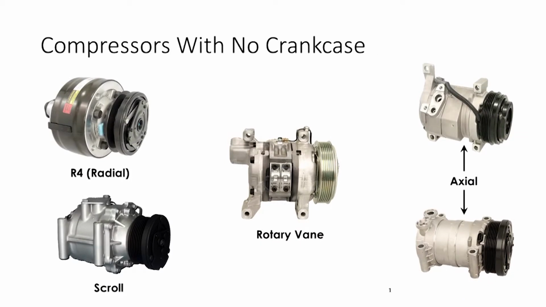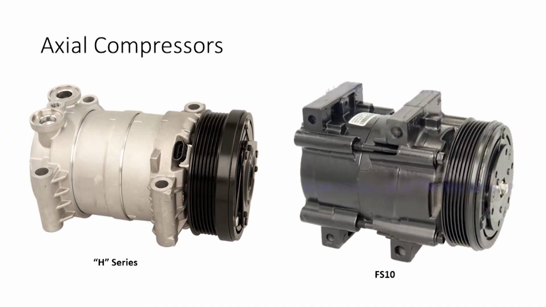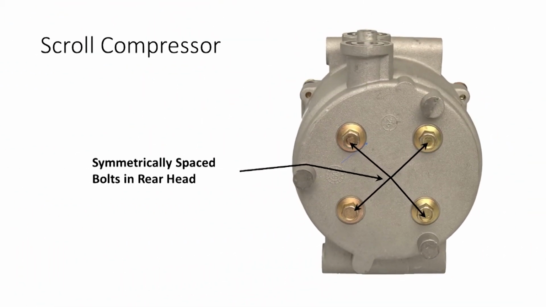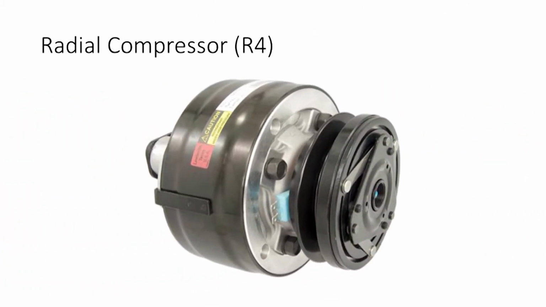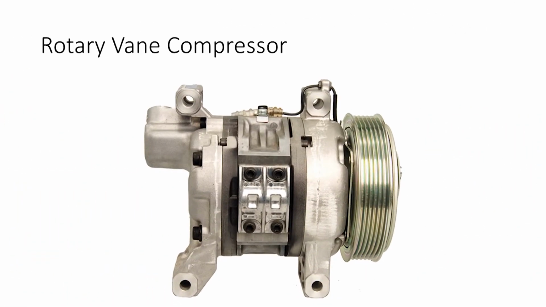There are many different compressor designs that may not have a crankcase. Here are some common examples. Axial compressors, such as this GM H series and this Ford FS10 design. Scroll compressors, which can usually be identified by 4 symmetrically spaced bolts in the rear head of the compressor. Radial design compressors like this R4, and rotary vane compressors, which can usually be identified by a reed keeper plate on the side of the compressor.